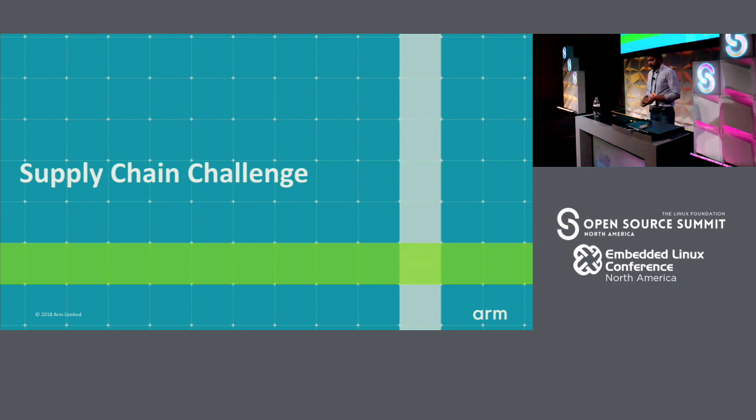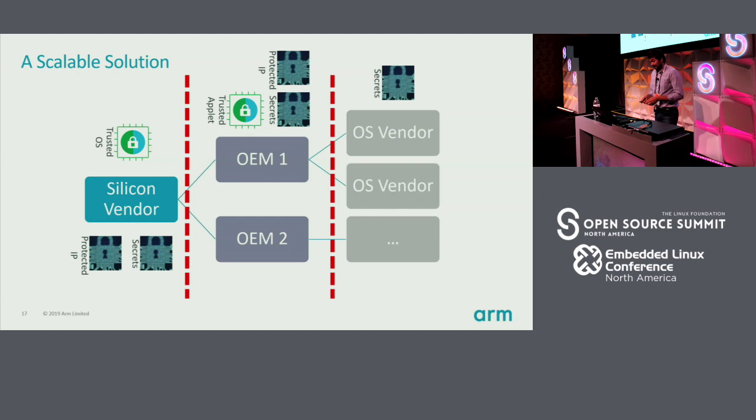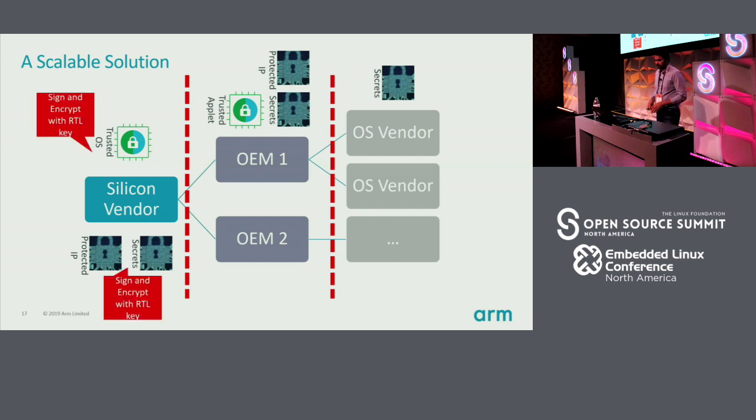As I said, I'm going to talk about at least one solution today. It's perfectly okay to have a physically secure facility to do the device provisioning, but it doesn't scale very well. Alternatively, you could sign the trusted operating system using the RTL key. Remember, we talked about the RTL key that you would have baked in the silicon itself. So you could sign the trusted firmware, the trusted OS, using the RTL key. Now you can distribute that binary to your provisioning facility, and it could be anywhere in the globe because now it's signed and encrypted.